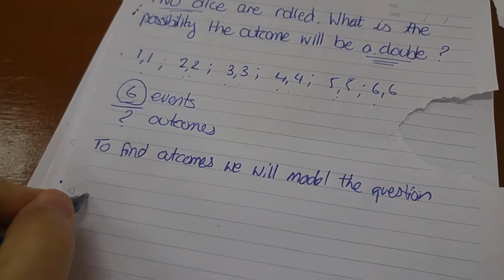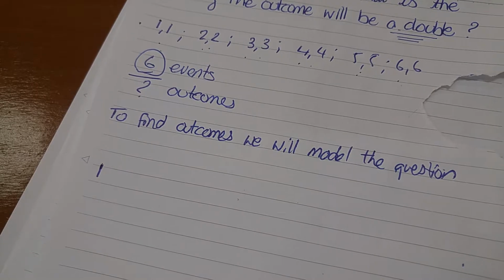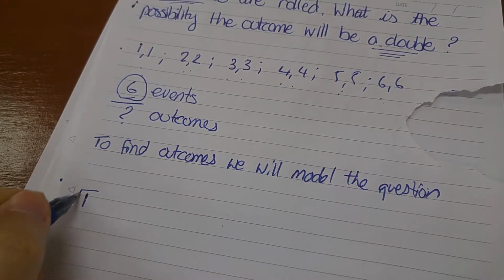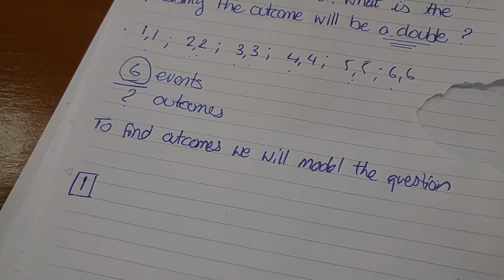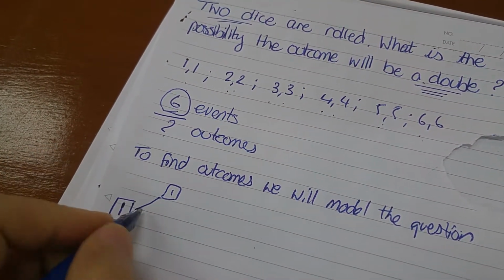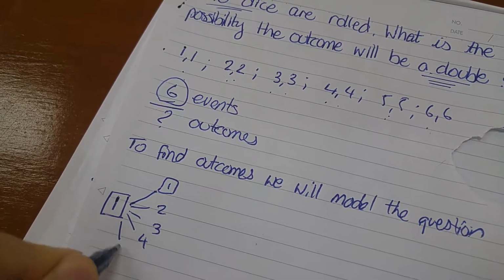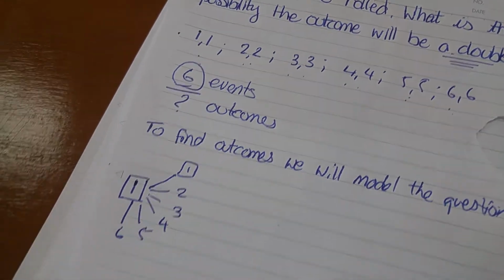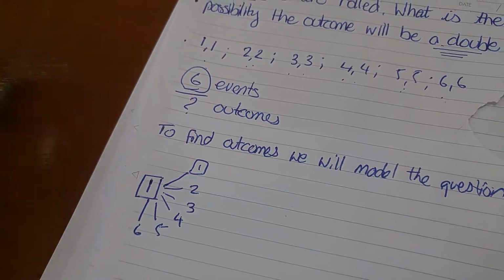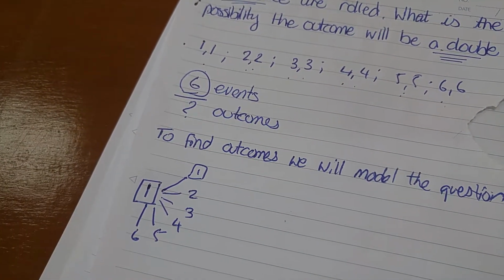So the first dice, if we roll it, is a 1. Okay, we get that on the dice. The second dice, the possibilities are another 1. It could be a 2, could be a 3, could be a 4, could be a 5, or it could be a 6. So there are 6 possible outcomes.